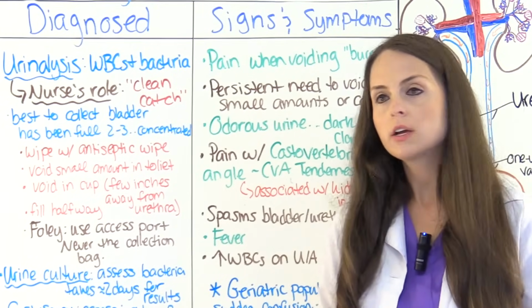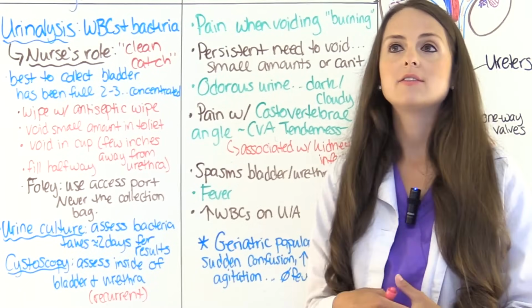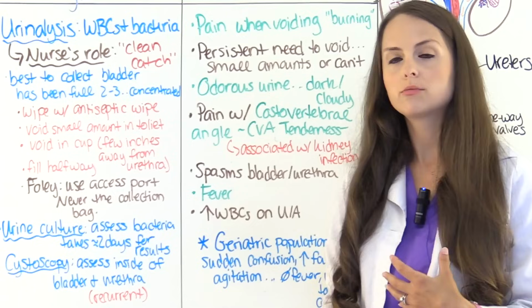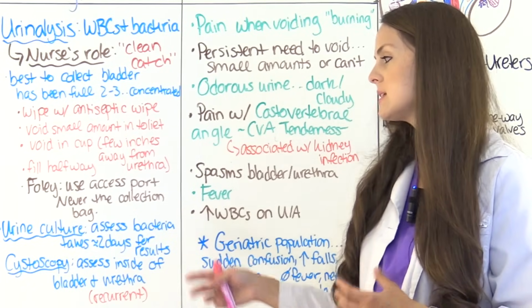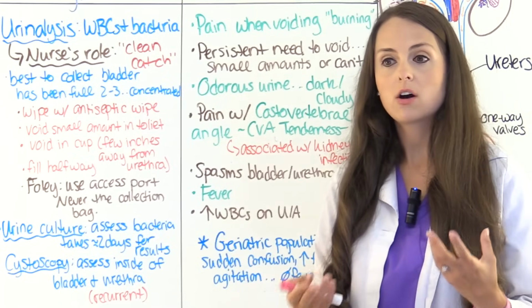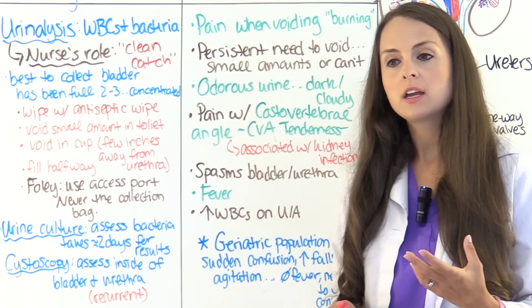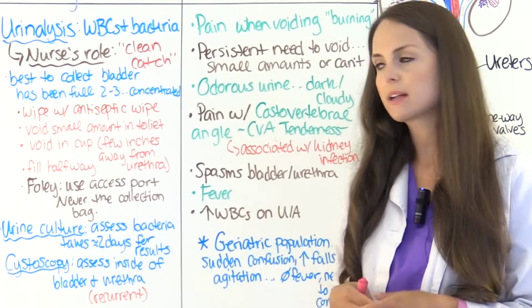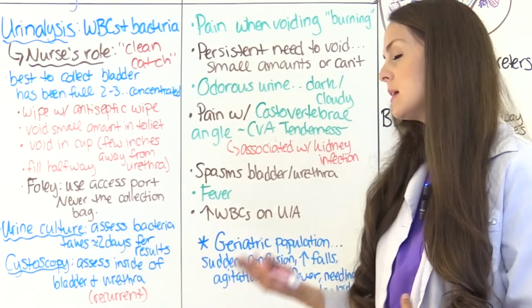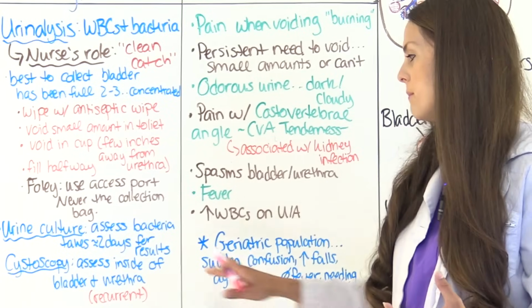Another test ordered is called a urine culture. A lot of times, a UA and a urine culture will be ordered together, and this will assess the type of bacteria, if it's caused by bacteria, that is growing in the urine, so they can order antibiotics appropriately to treat that specific bacteria. It depends on your lab, but it takes about 2 days to receive that result back.